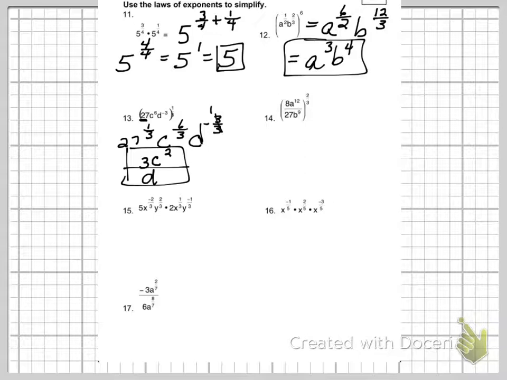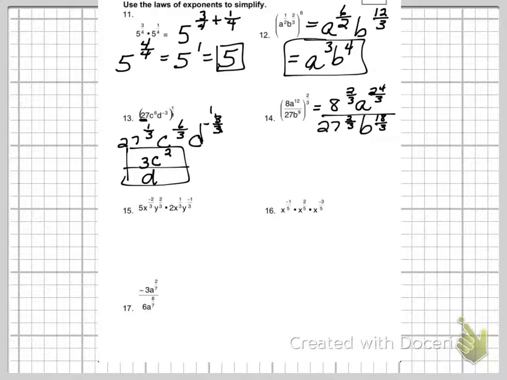Okay. Everything in here is raised to the 2/3 power, so this becomes 8 to the 2/3 times A to the 24/3 over 27 to the 2/3 power times B to the 18/3 power. Cube root of 8, that's the same as the cube root of 8 squared. Cube root of 8 is 2.